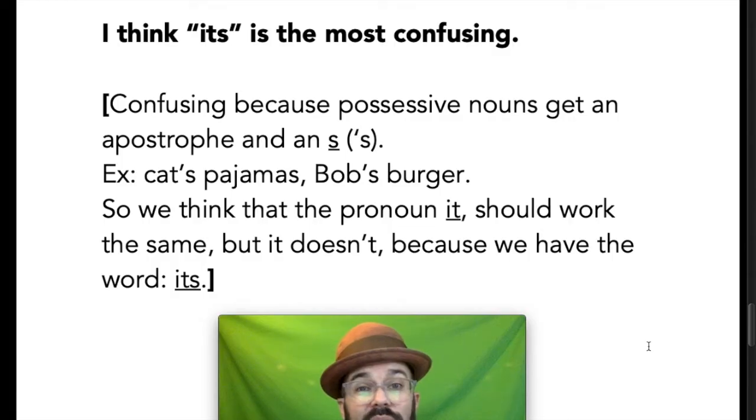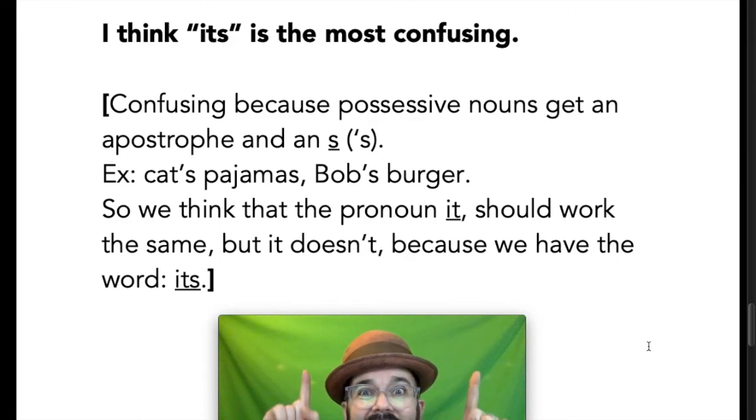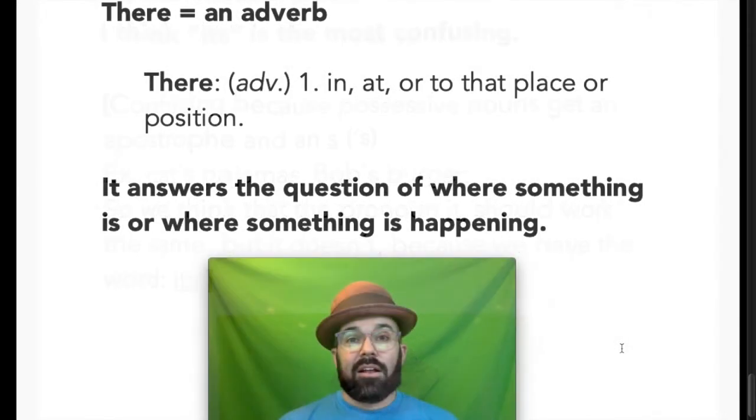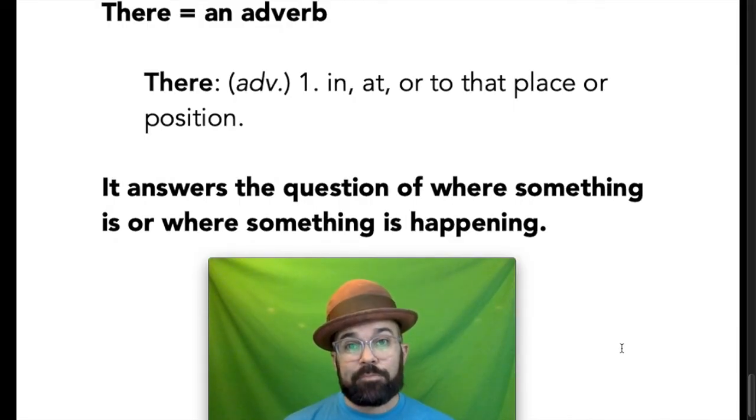But of course, we don't need to because we already have a word in English, its, I-T-S, without an apostrophe, that fulfills the exact same function. It shows possession, but it's its own word. It doesn't need an apostrophe S, it's just I-T-S. Go ahead and write these things down too. Maybe it'll help you remember. And the last column featured just one adverb, there.